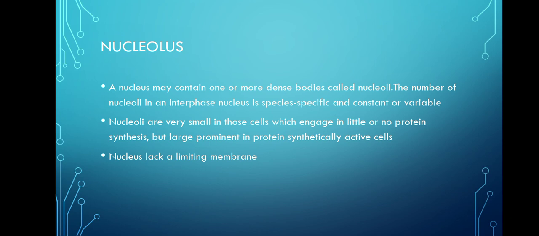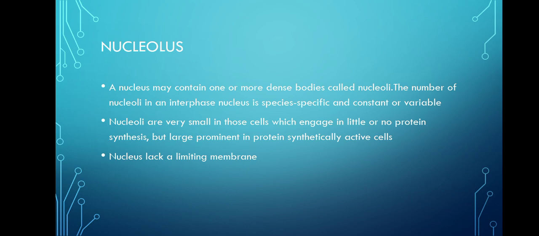Nucleolus. What do you mean by nucleolus? A nucleus may contain one or more dense bodies, which are called nucleoli. They are absent in some algae, undifferentiated embryonic cells, mammalian reticulocytes, spermatozoa, etc. The number of nucleoli in an interphase nucleus is species specific and constant or variable. The somatic cell nucleus most usually contains two nucleoli. But in the nucleus of certain amphibian oocytes, there will be 100 or more nucleoli.